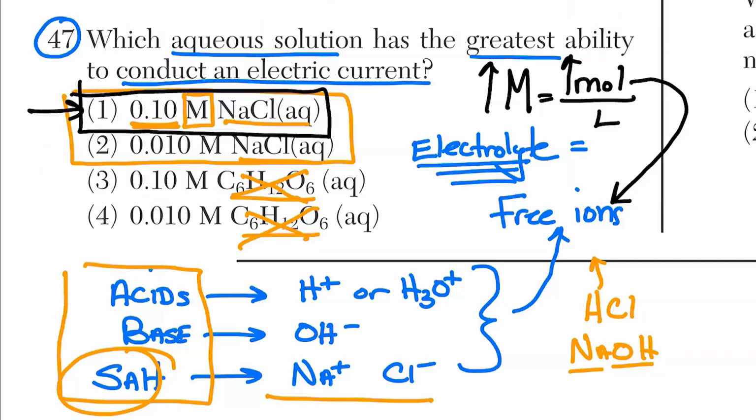And of course, as I keep saying, in the free response section of the test, they could ask what makes an electrolyte, and you say free ions. These concepts are repeatable in different ways in different parts of the test. Okay, so 47 is 1, on to 48.